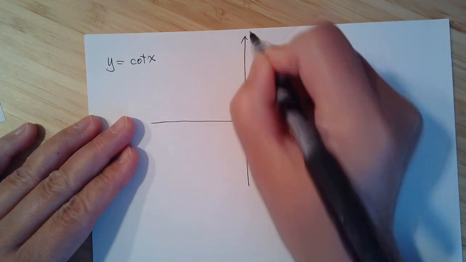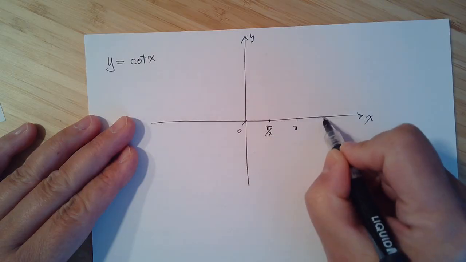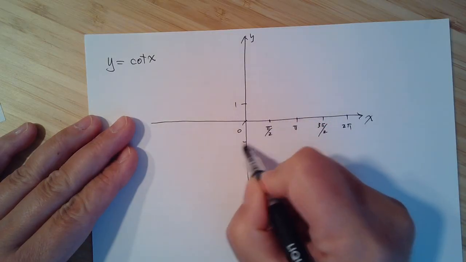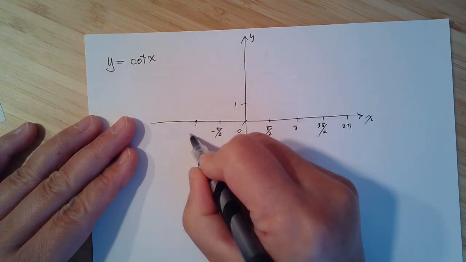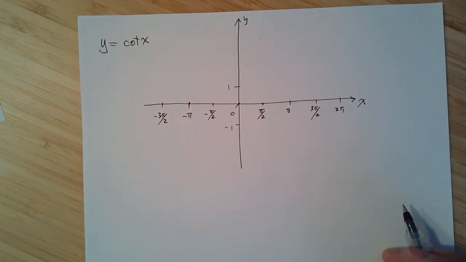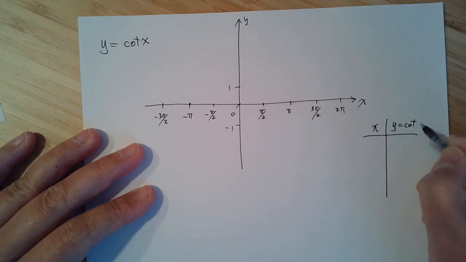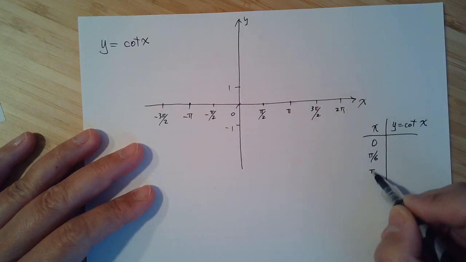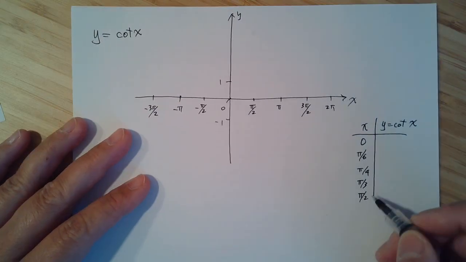Again, x, y: 0, pi over 2, pi, 3 pi over 2, 2 pi, 1, negative 1. I can draw that easily. So it's negative pi over 2, negative pi, negative 3 pi over 2, etc. And you're going to do exactly the same thing as before. X and y equals cotangent x: 0, pi over 6 (30 degrees), pi over 4 (45 degrees), pi over 3 (60 degrees), and pi over 2 (90 degrees).